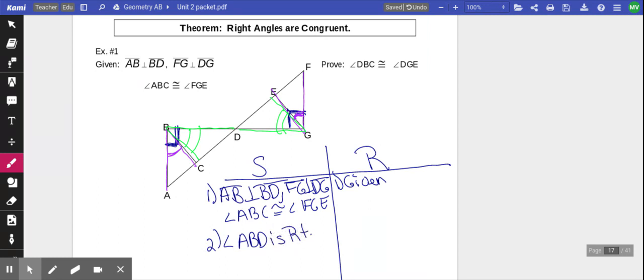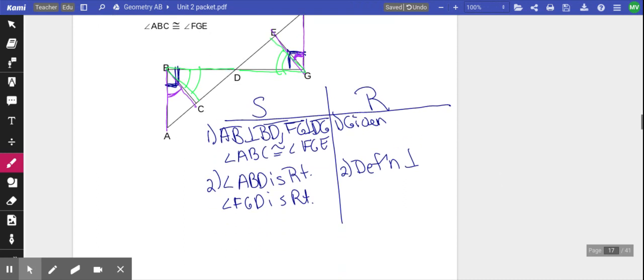Now, knowing that AB is perpendicular to BD tells me that angle ABD is right. And knowing that FG is perpendicular to DG tells me that angle FGD is right. And that's due to the definition of perpendicular. You could also say perpendicular lines form right angles.